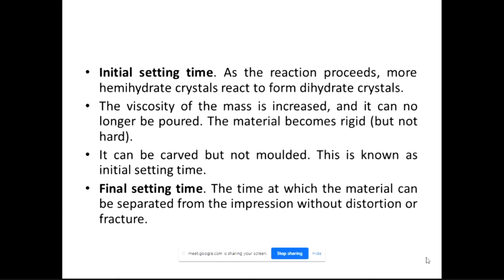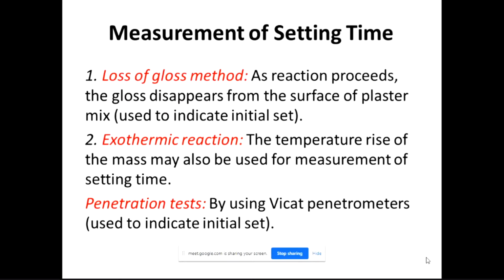While the final setting time is the time at which the material can be separated from the impression without fracture. That means you have reached the final setting time. How do you measure the setting time? You have some methods in order to know how you reach the initial or the final setting time. You have some tests. Number 1, loss of gloss method.